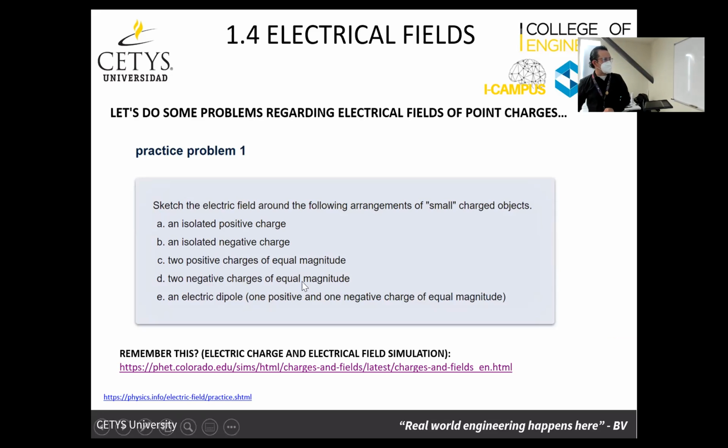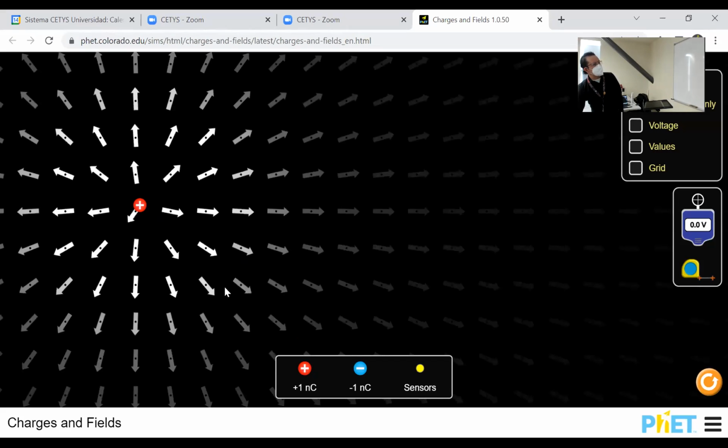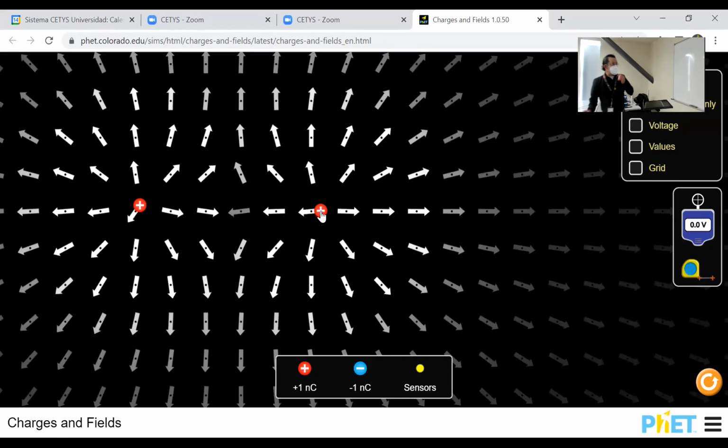Okay, going back to happier things. Situation 3, 2 positive charges that have the same magnitude. So I'm going to go back over here. Now we're going to put 2 charges that are positive. I'm going to put 1 charge here, and I'm going to put 1 other charge here. What's happening with the electrical fields with these? What do you guys see?